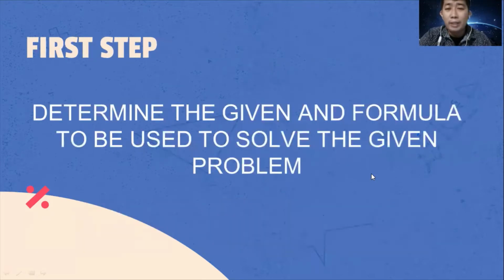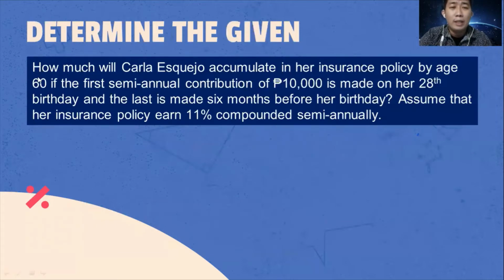Let's now determine the given and the formula to be used to solve the problem. Again, this is the problem. How much will Carla accumulate in her insurance policy by age 60 if the first semi-annual contribution of 10,000 is made on her 28th birthday and the last is made 6 months before her birthday? Assume that her insurance policy earned 11% compounded semi-annually.